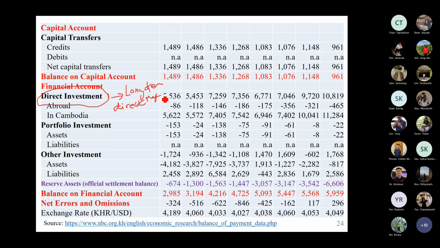What about portfolio investment? This portfolio is referring to the indirect, okay? Indirect.